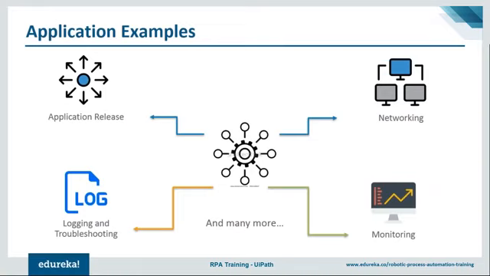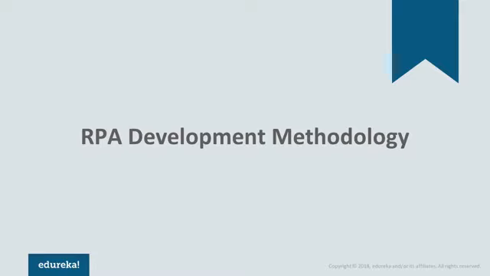Moving forward, let's look at some application examples which can be easily implemented in RPA. You can automate application releases through RPA. You can also automate networking, logging and troubleshooting, and monitoring. And there are a lot of use cases which can be automated using RPA whenever the task is repetitive, or it is a scalability problem, or it has something to do with doing it more efficiently. Now let's see how applications can be developed in RPA.